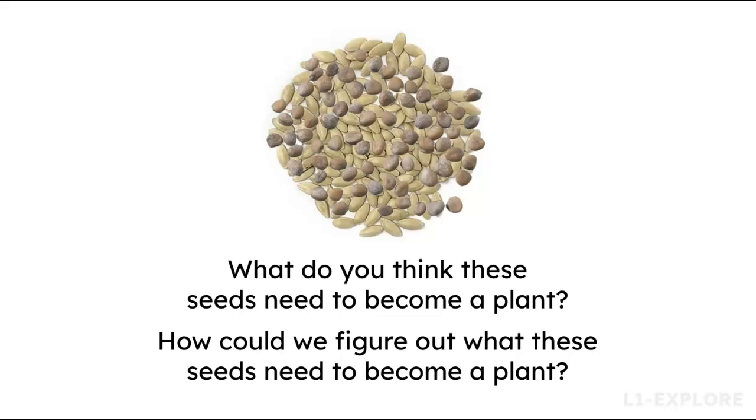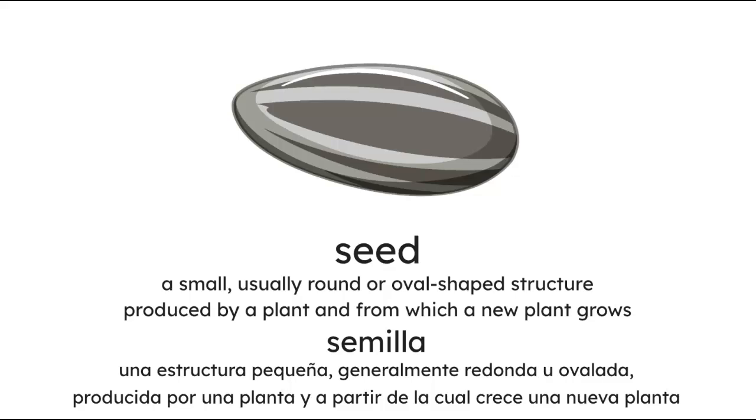For the Explore portion, you'll provide students with a radish seed, a cucumber seed, and a hand lens, and allow them to make observations of the seeds. You'll then ask what they think these seeds need to become a plant and how they could figure that out. You can post and discuss the seed vocabulary card.